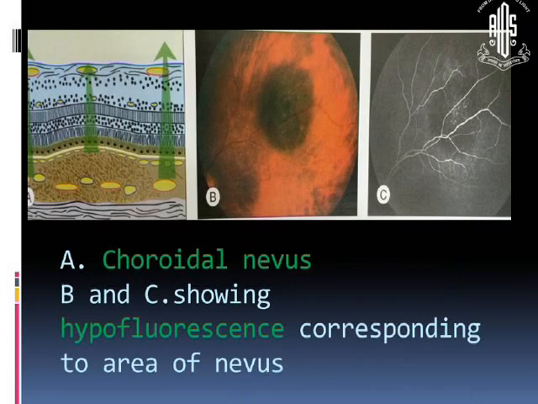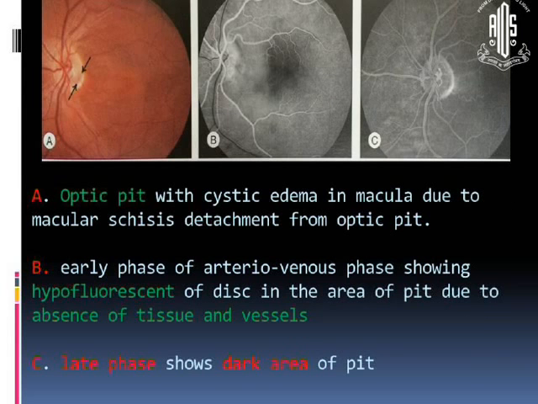Choroidal nevus: B and C show hyperfluorescence corresponding to the area of the nevus. Optic pit with a cystic edema in the macula due to maculopathy, serous detachment from the optic pit. Early phase of the arteriovenous phase shows hyperfluorescence of the disc in the area of the pit due to absence of the tissue and the vessel. Late phase shows a dark area of the pit.